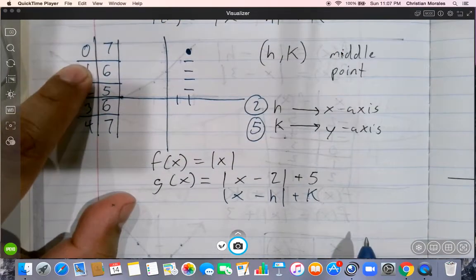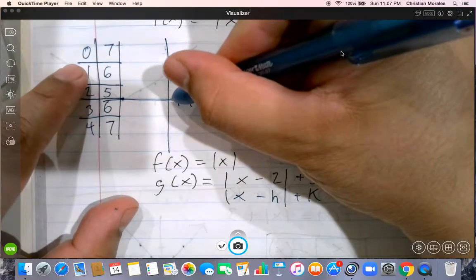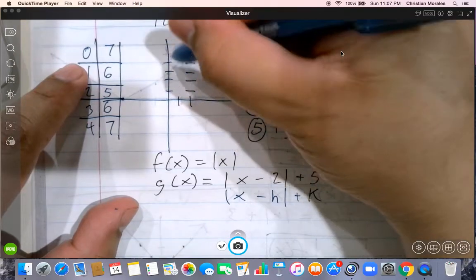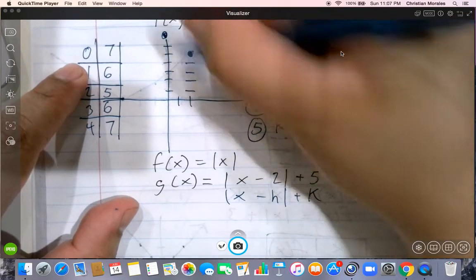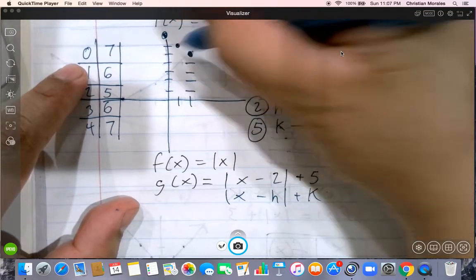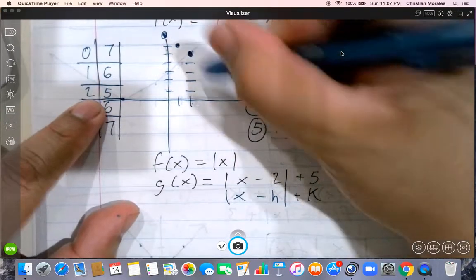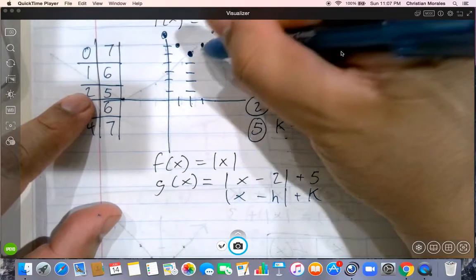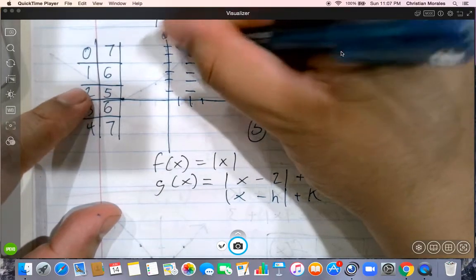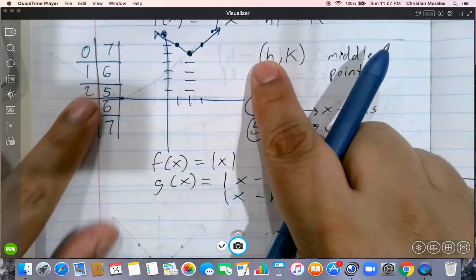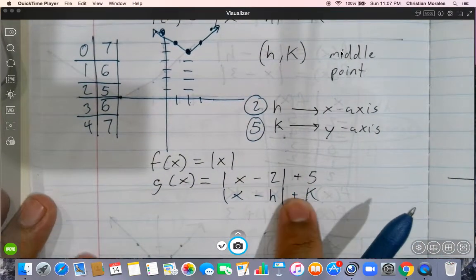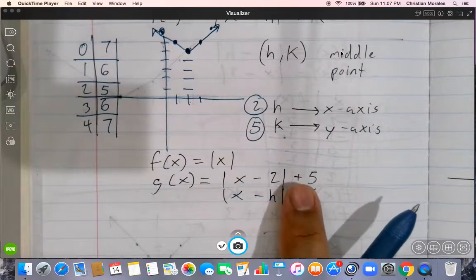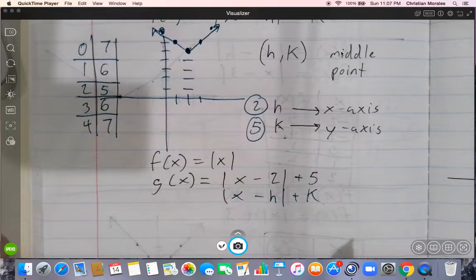Take a look at those numbers. So at 0, 1, 2, 3, 4, we get 7, 6, 5, 6, 7. So now you don't even need to make a table anymore, because if you have the numbers here for h and k, it'll tell you how much has been moved.